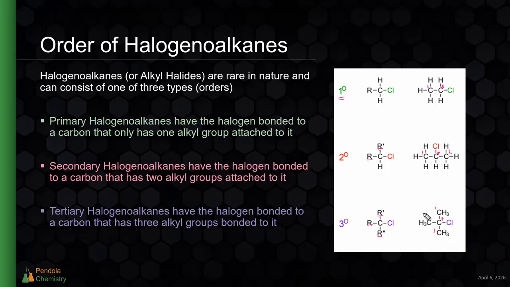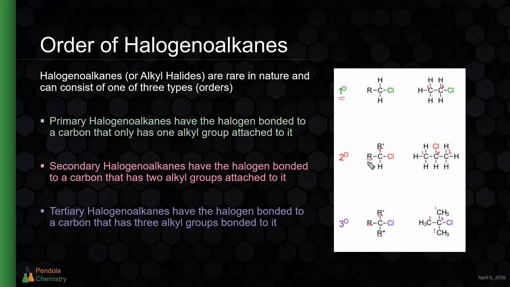This is very similar to what we saw earlier with the carbocations and how we refer to the carbocations as either primary, secondary, or tertiary. It's the same thing with the halogenoalkanes. It's with the carbon that the halogen is attached to, how many R groups, how many carbon chains are attached to it.